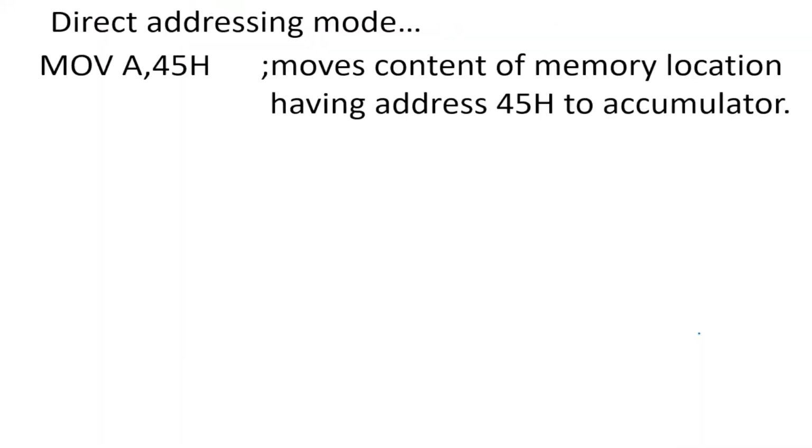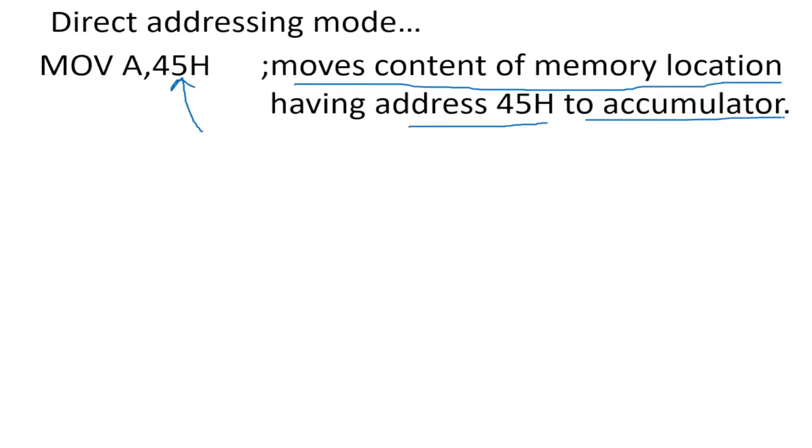Let us take an example of direct addressing mode. Here the instruction written is MOV A, 45H. Now remember that no hash symbol is written. So what does it mean? It means that 45H is the address of a memory location, and what we are doing is moving the content of the memory location having address 45H to the accumulator.